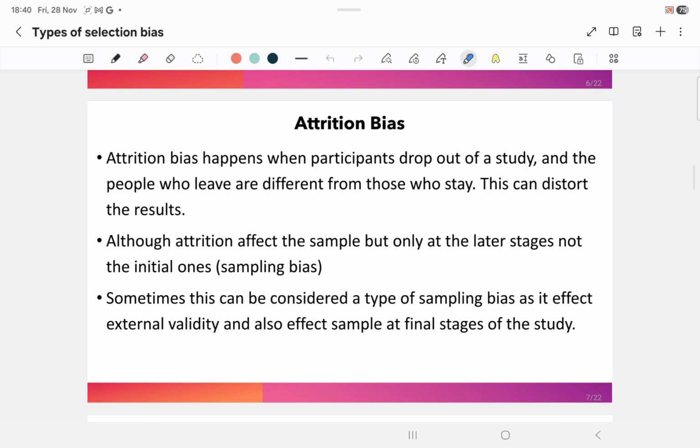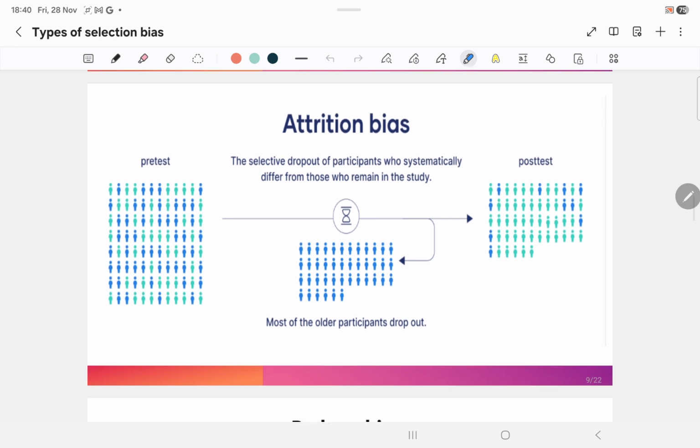Attrition bias. Attrition bias happens when the participants drop out of the study and the people who leave are different from those who stay. This can distort the result. So see here, this is a population that you are studying. You progress with your study and some people leave in between with a common characteristic. So people who left are all blue. If you go to the end of the study, are there many blue people? No, because blue people have left the study more. So this is attrition bias.